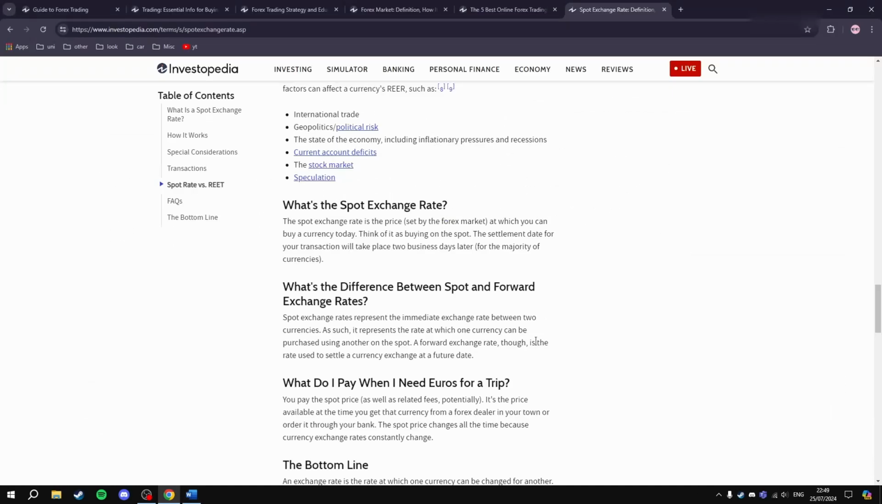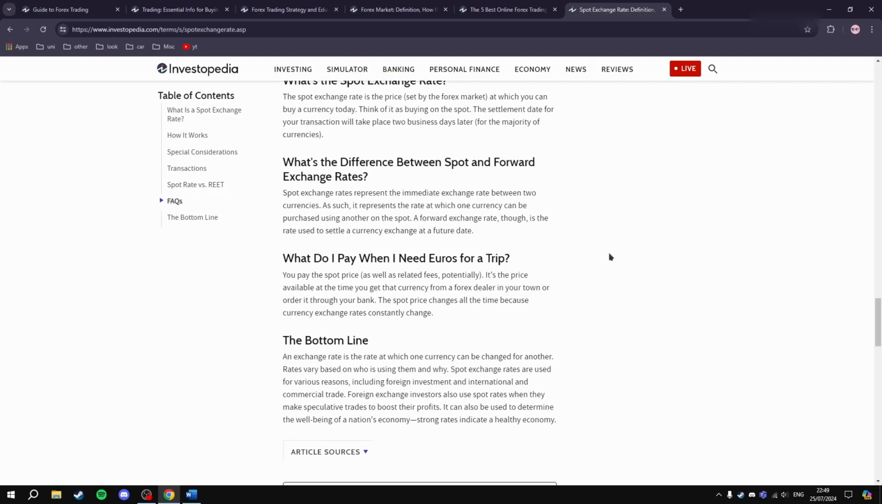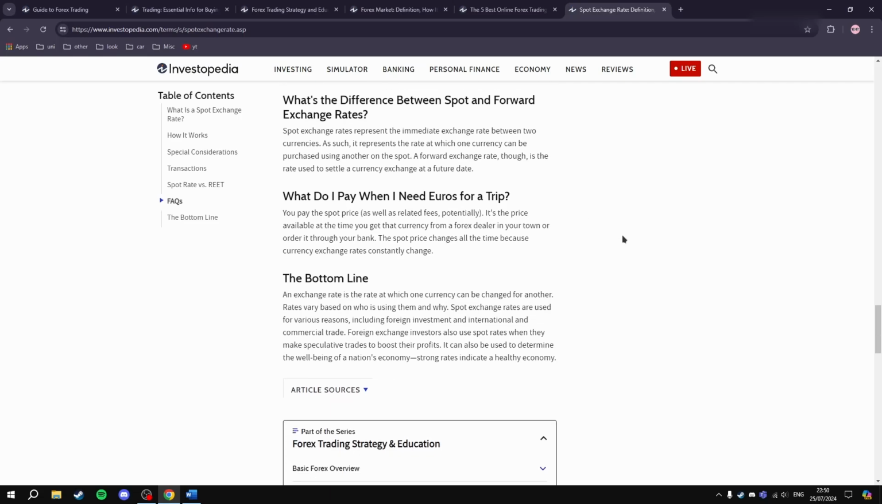What is the spot exchange rate? The spot exchange rate is the price set by the Forex market at which you can buy a currency today. Think of it as buying on the spot. The settlement date for your transaction will take place two business days later for the majority of currencies.